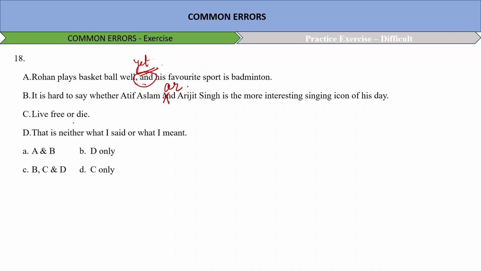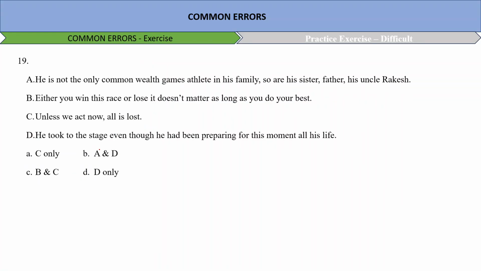Live free. Not or die. It should be live free or die. Okay, either you live free or you die. Somewhat correct, but this is neither what I said nor what I meant. Not or. So the only correct sentence is option number C. Option number D. Next question.